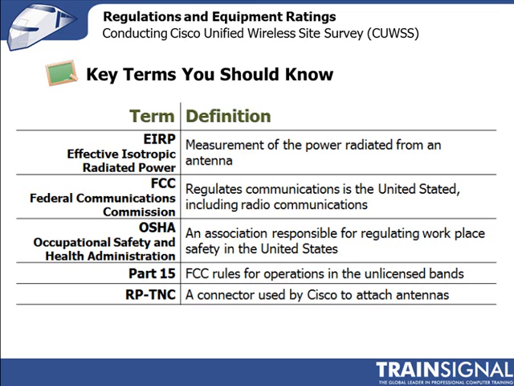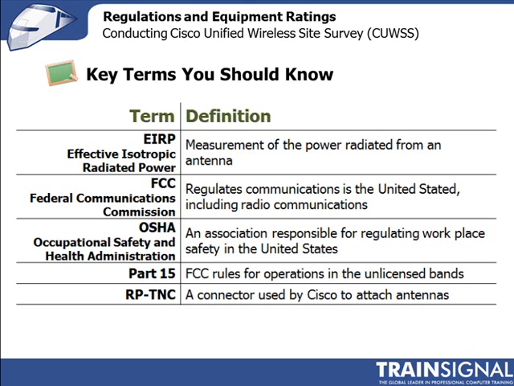So let's go through a couple of terms that you should walk away from here. Firstly, the ERP, this is the measurement of the power that's actually radiated from an antenna, and this is generally part of the regulations for both the 2.4 and the 5 gigahertz band, and so you should be aware of that, and particularly if you're using an external antenna.